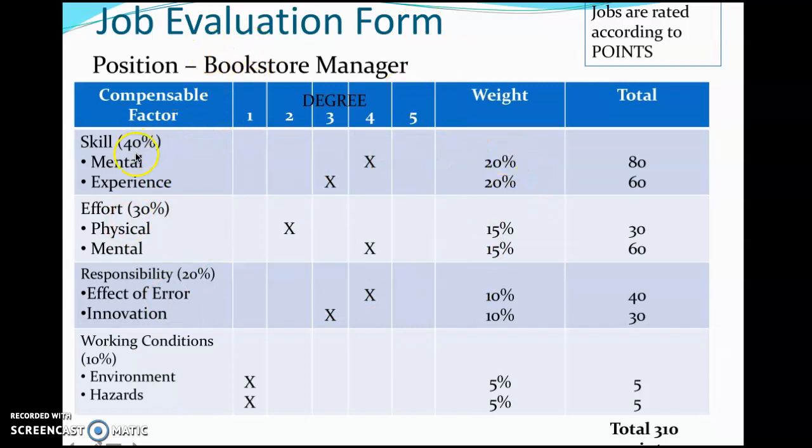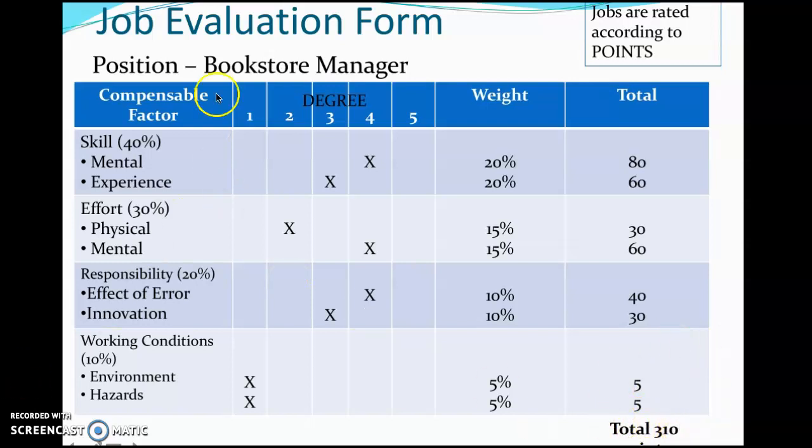Then we can weight how much of their job do they use mental, experience, physical, mental. You'll see where we go in here. And then we total it all up. So we literally say that this job is a degree 4 job. 20% of the time they spend doing degree 4. It's 20 by 4, 80. 20 by 3, 60. And we total up to 310 points.